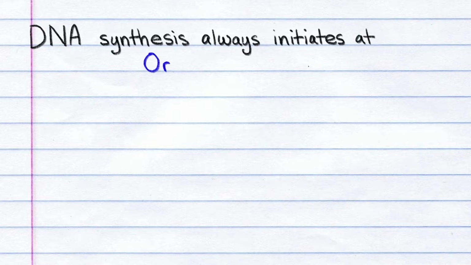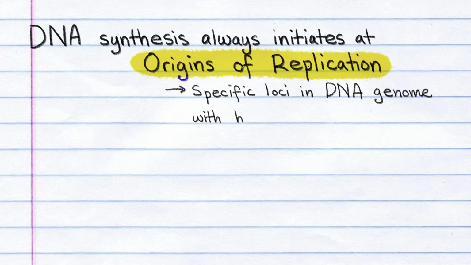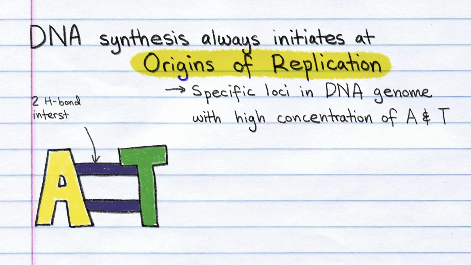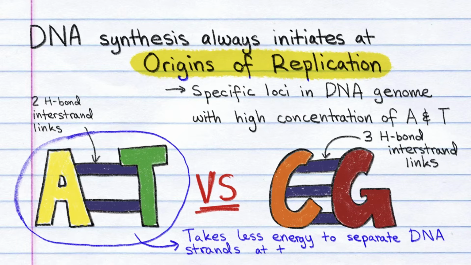Initiation. DNA synthesis always initiates at origins of replication, specific loci in the DNA genome with high concentrations of A and T base pairs. This is because these base pairs have only 2 hydrogen bond interstrand links, while C and G pairs have 3. Therefore, it takes less energy to separate the DNA strands at these locations.